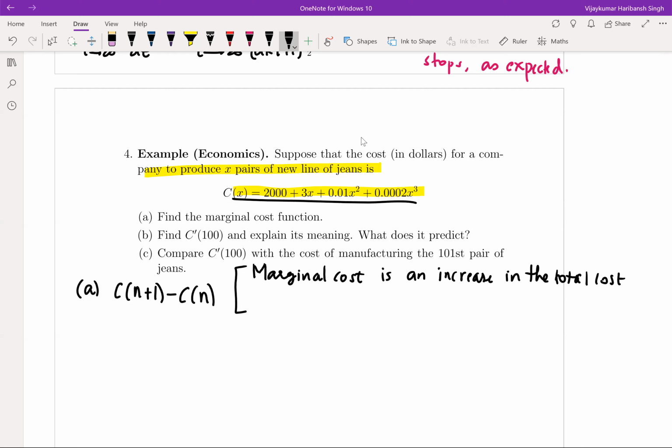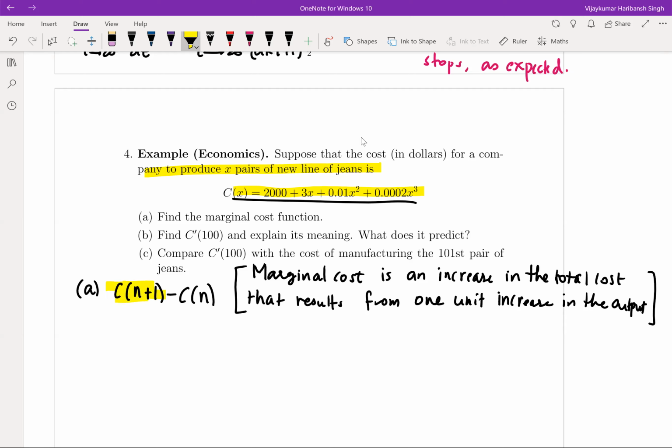So marginal cost is the increase in cost that results from a one unit increase in the output, right? So you see here, the cost for producing n plus 1 is C of n plus 1. The cost for producing n is C of n, and then the cost of producing that extra n plus 1th item is this one here. So let's compute C of n plus 1 minus C of n.